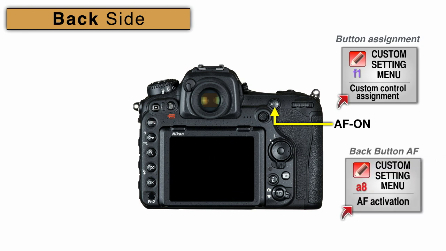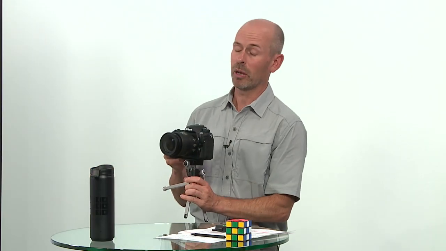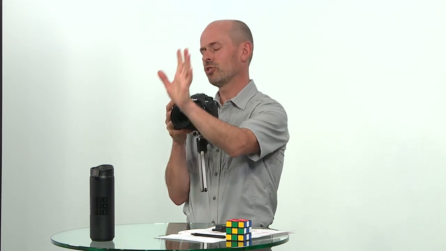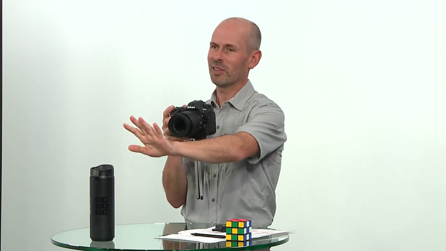But if you want to do back button focusing, you need to go to A8 and turn off the AF activation. What that does is it turns off the autofocus on the shutter release. And the only way that your camera will autofocus is by pressing this autofocus button. And I know a lot of serious and professional photographers who have gone to back button focusing, and there is no way that they would ever go back. The advantage to back button focusing, if I'll just give you a little example right here, is let's say I have a subject in front of me, in this case it's my water bottle, and I want the water bottle not in the middle of the frame. Well, we're going to just assume I'm using the center focusing point, and we'll get to the whole focusing thing in a minute.